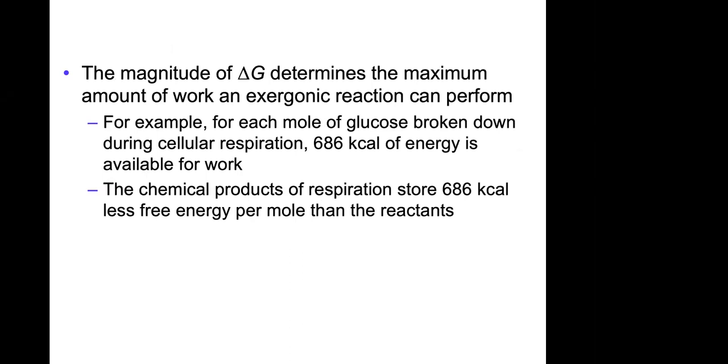The magnitude of free energy determines the maximum amount of work an exergonic reaction can perform. For example, for each mole of glucose broken down during cellular respiration, 686 kilocalories of energy is available for work. Chemical products of respiration store 686 kilocalories less free energy per mole than the reactants, because that's what's available to be released as free energy.